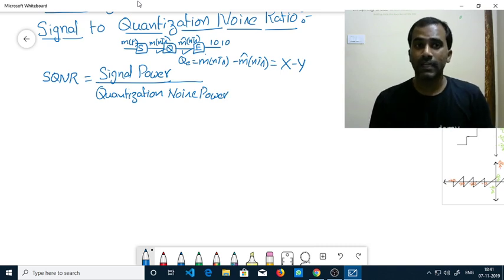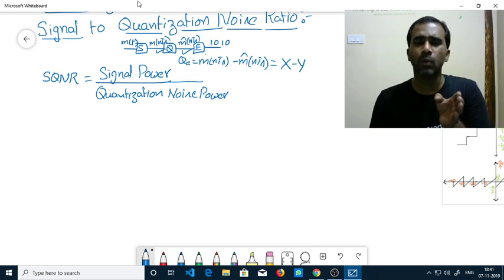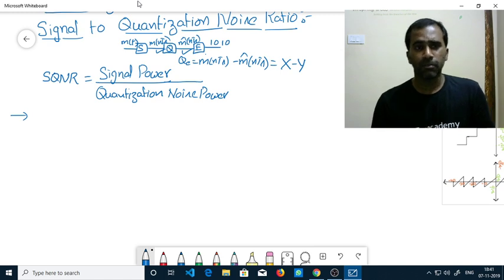So SQNR is not signal voltage divided by quantization voltage. It's signal power divided by quantization noise power. Right. Now, let us calculate the formula for SQNR.